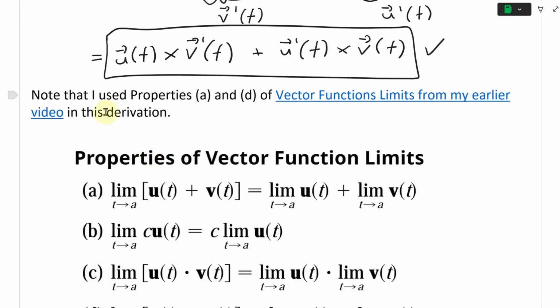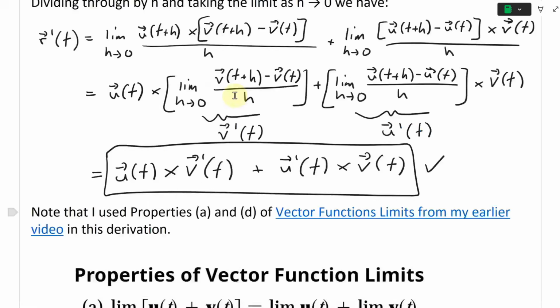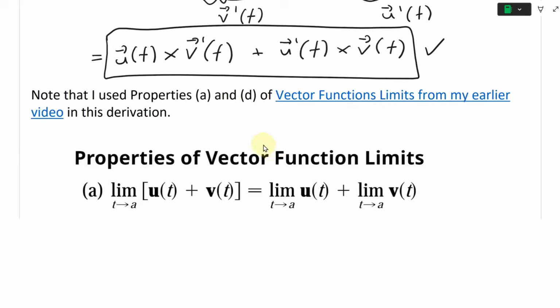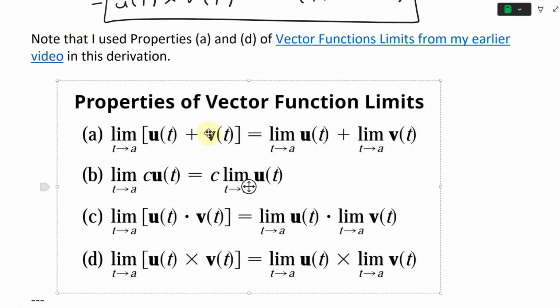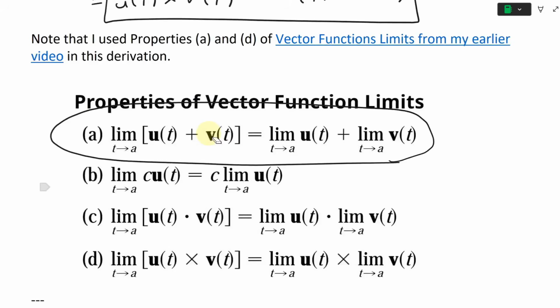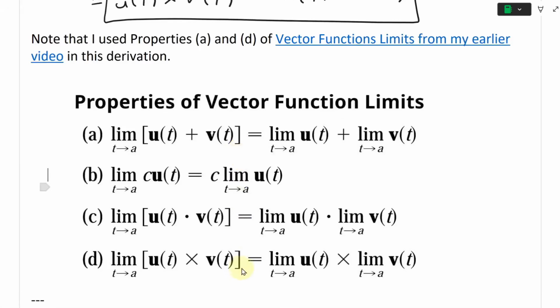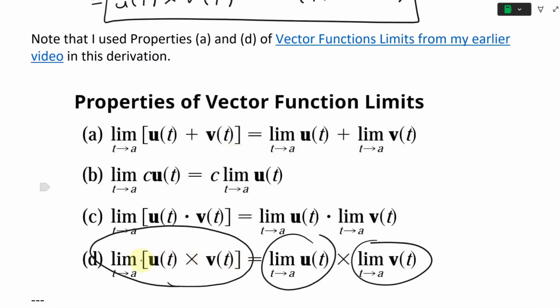All right, and here note that I used properties a and d of vector function limits from my earlier video in this derivation. Basically, when I split these apart right here and take the limit, I just used this one here, which is part A, of the properties of vector function limits. So when you have a limit of that, you can just split them up like that. And then I also used part D. That's this right here. So when you have a cross product like this, it's the same thing as taking the limit of each one separately.